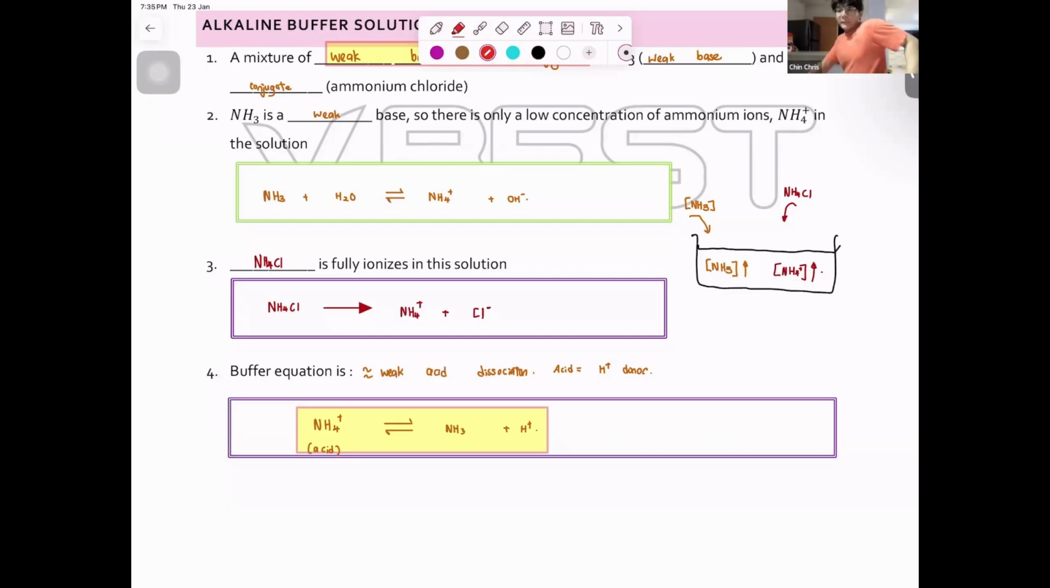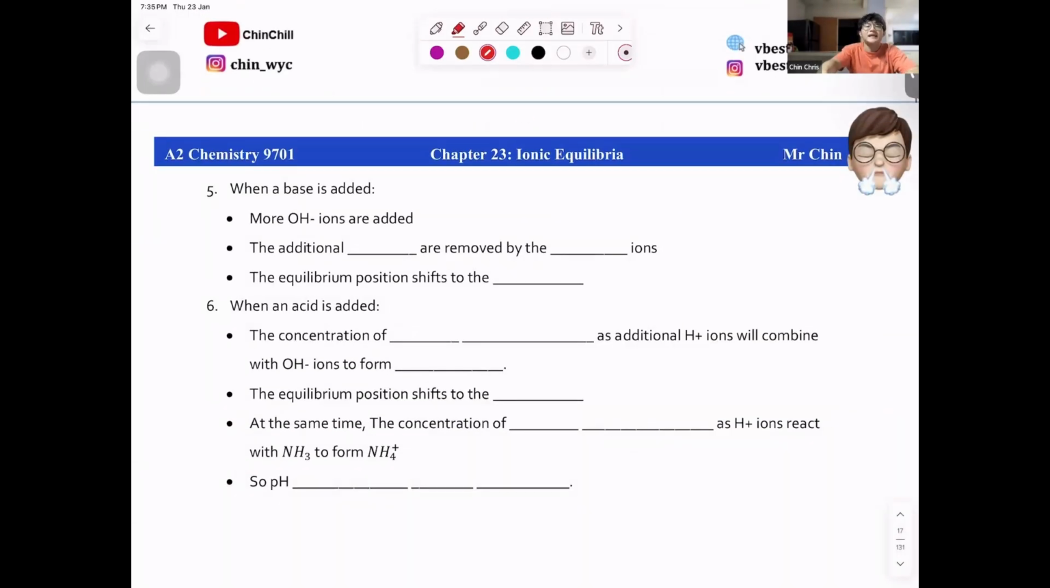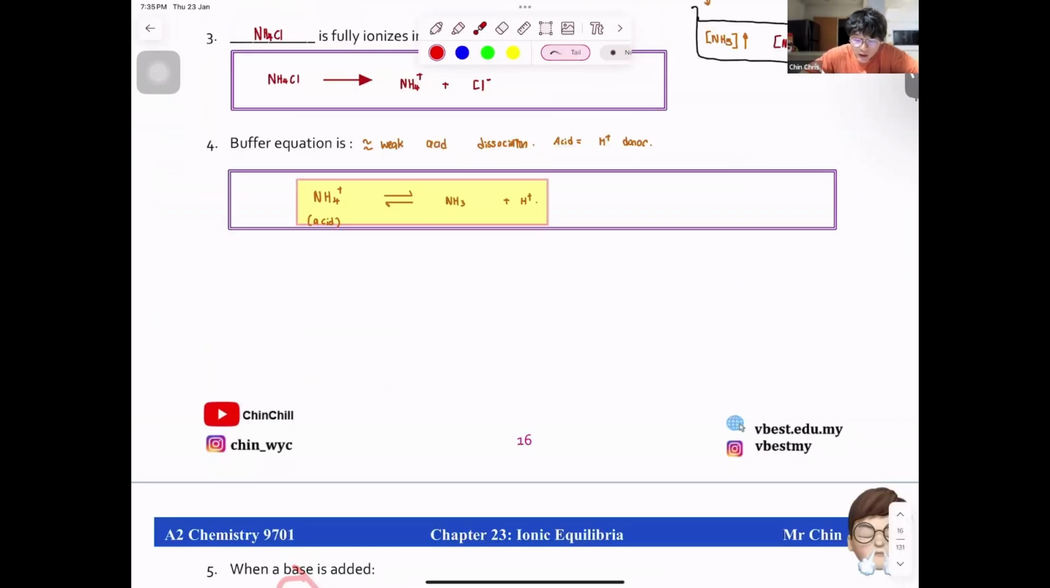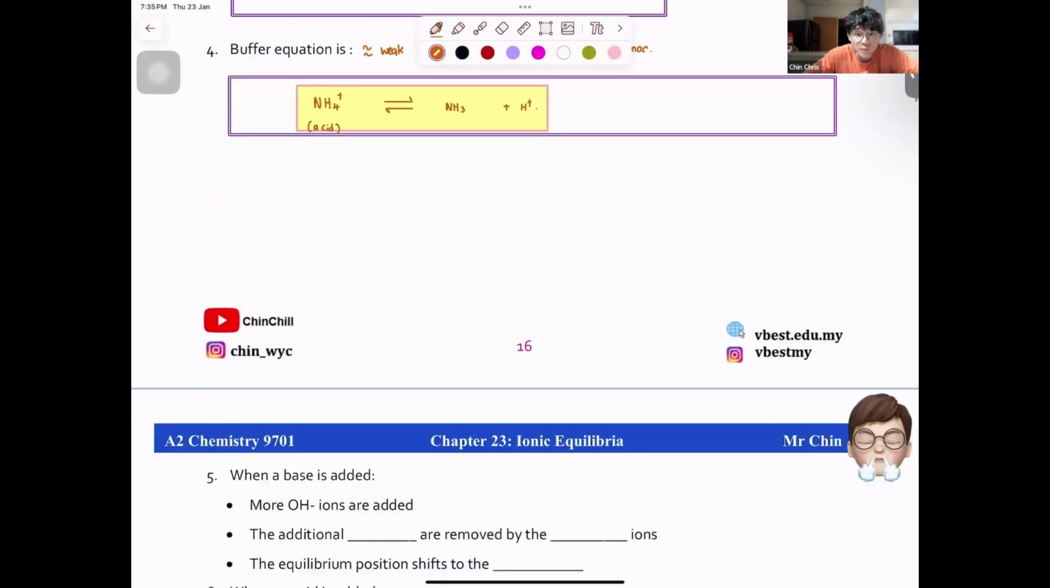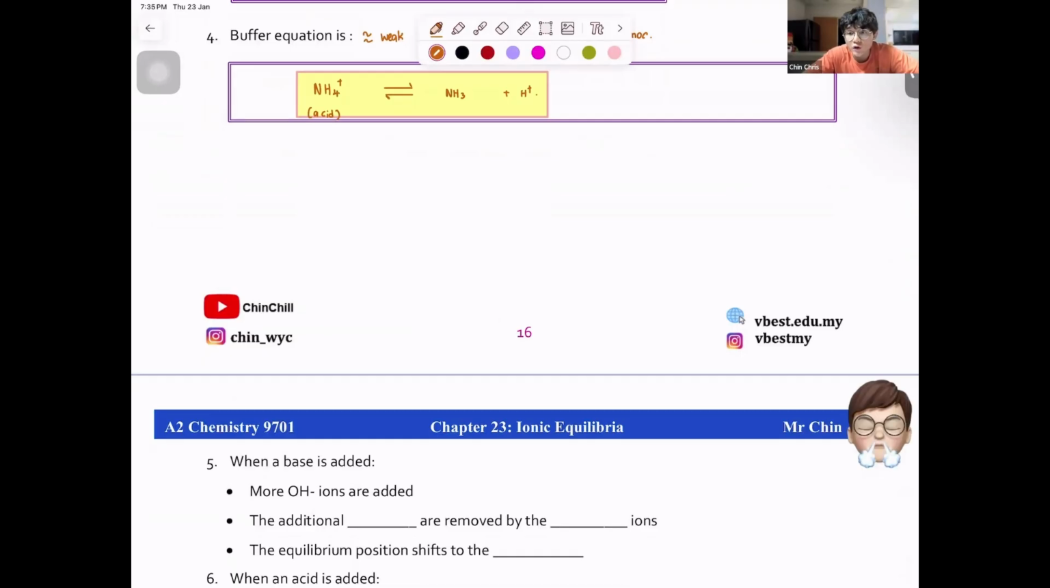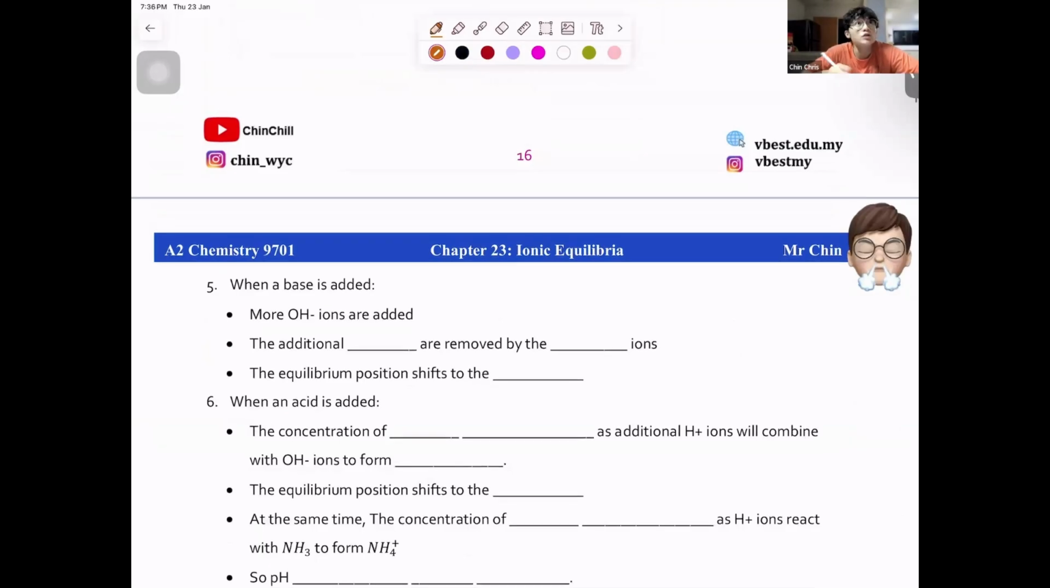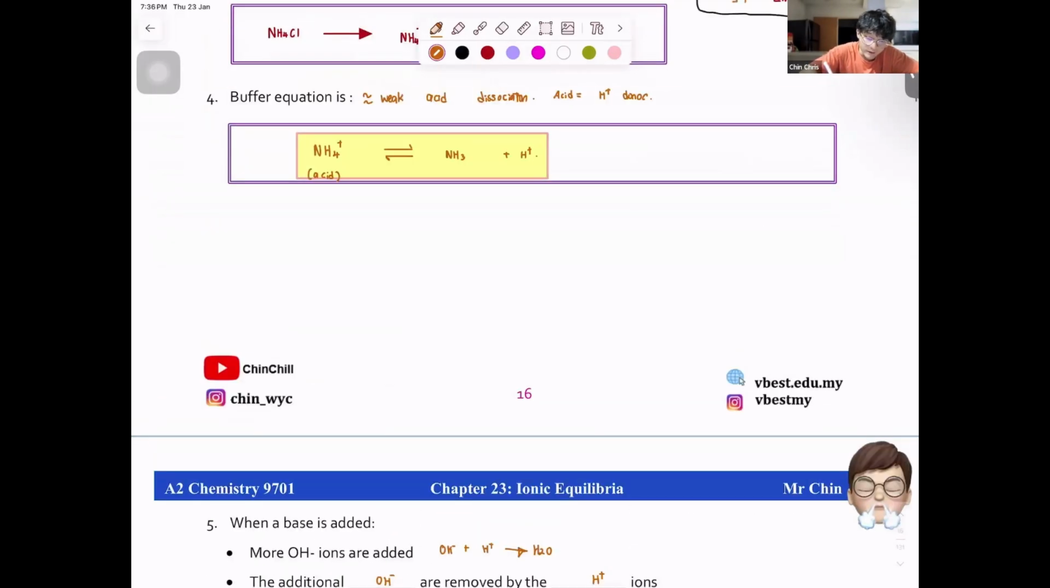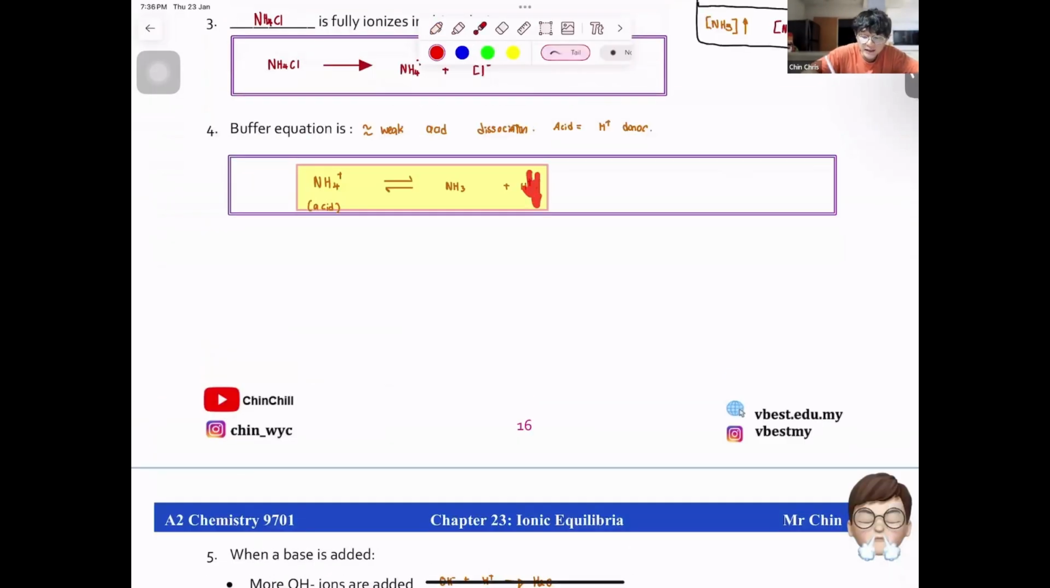Okay, let's say when a base is added, so OH minus is added. Again, if you add OH minus, it will always combine with H plus. Yes, salt always dissociates fully. You are right. So OH minus will combine with H plus and turn into H2O. So additional OH minus is removed by H plus. So you see, your concentration of H plus decreases, and the direction of equilibrium shifts to the right.